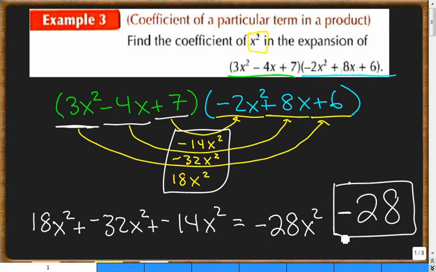So we can skip some work if we analyze the problem and break it down and know how an expansion actually works and what comes out of it.